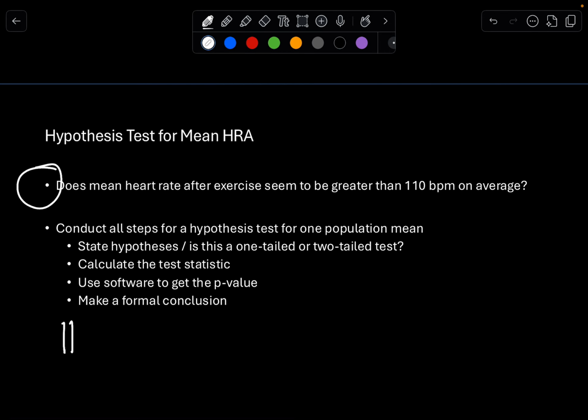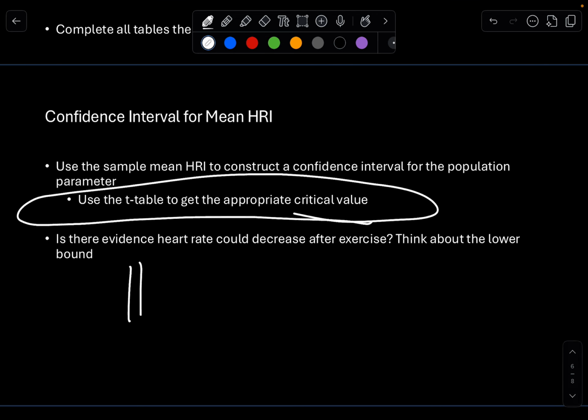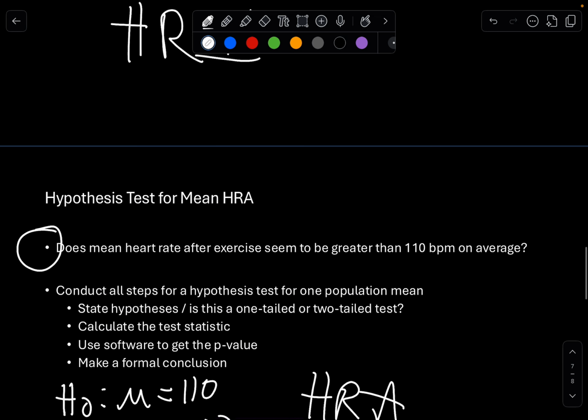Again, here's your questions. So your hypotheses should look like this, right? For the hypothesis test. And you're doing this for heart rate after exercise. The confidence interval, you're getting a confidence interval for the heart rate increase. How much on average does the heart rate increase from before exercise to after exercise? And then you'll answer the discussion questions.